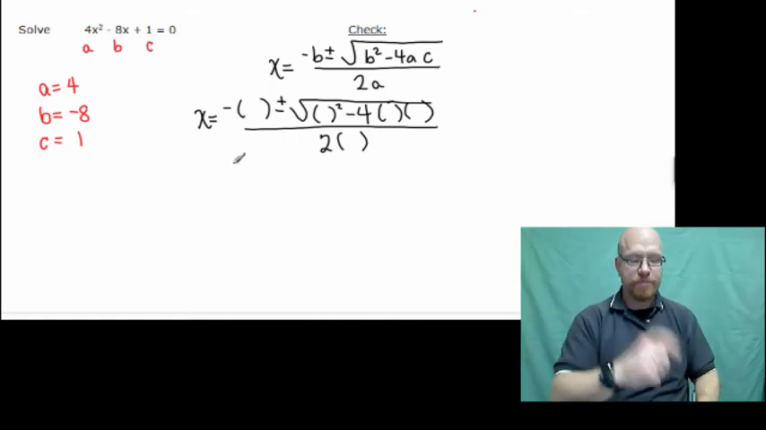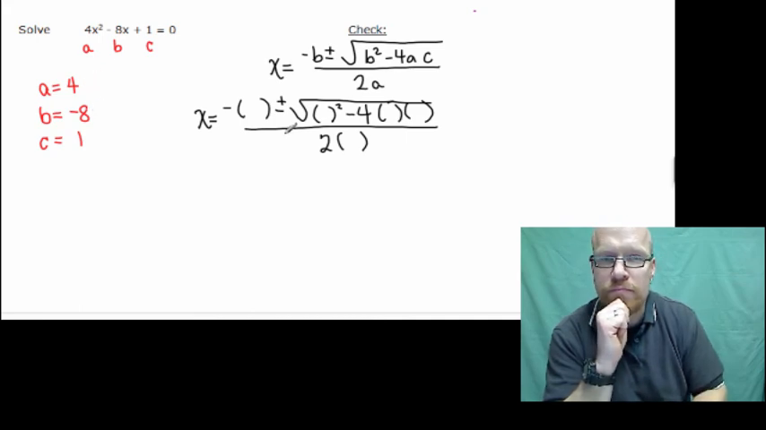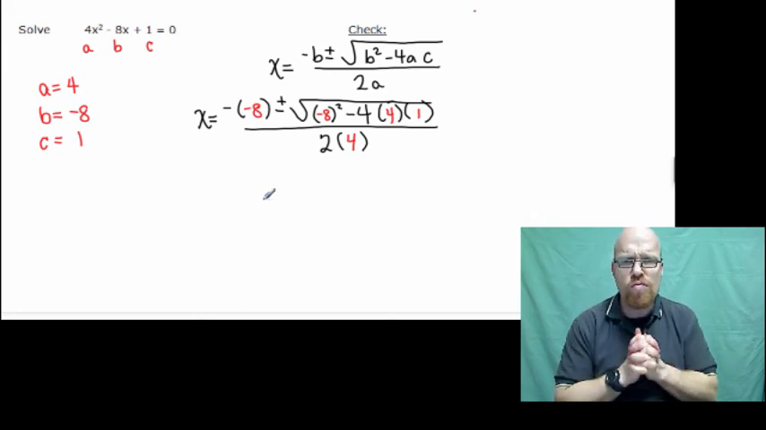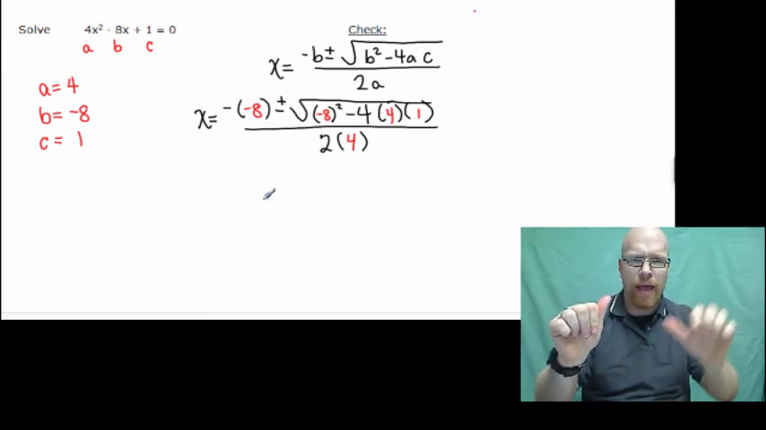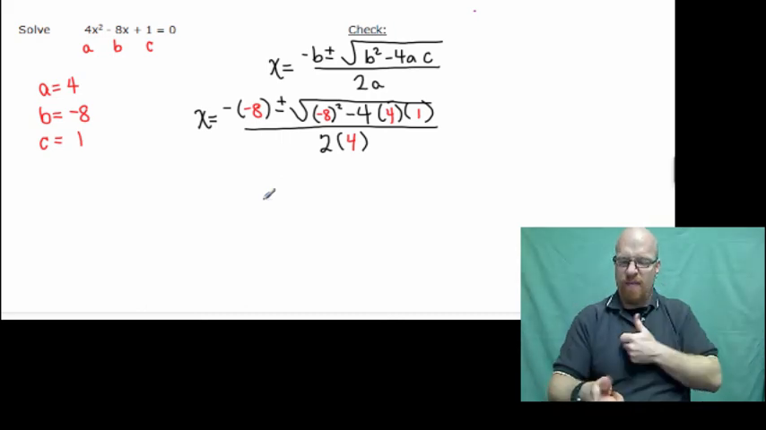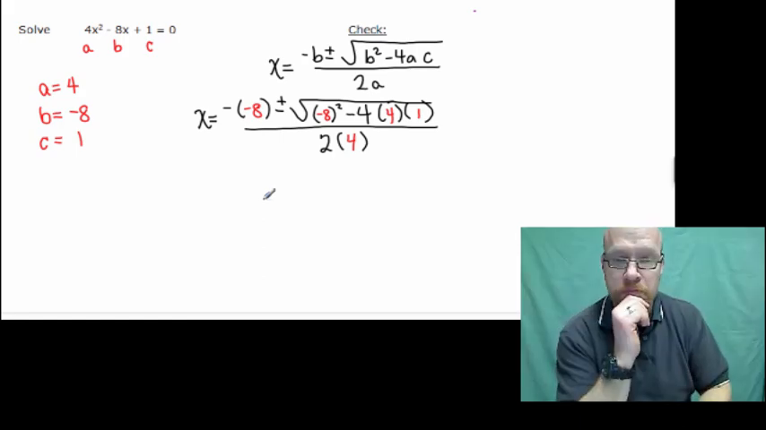Okay, now I'll fill in my a, b, and c numbers. Okay, now I have them all filled in properly, and let me see if I'm right. b, 4ac. Okay, I'm good. Now I can go ahead and compute my answer. I'm going to follow the order here and take my time.